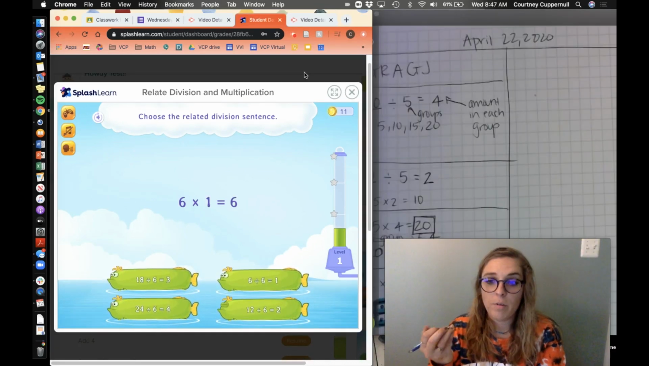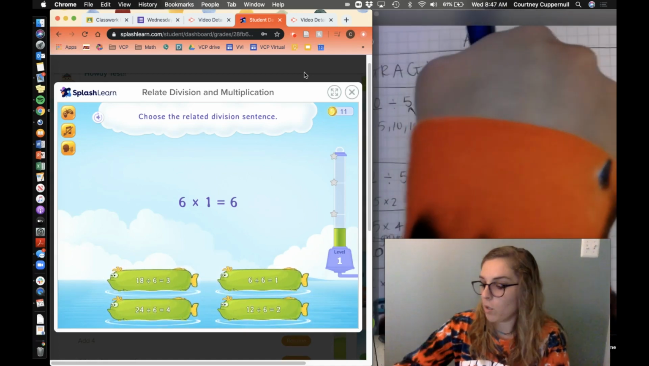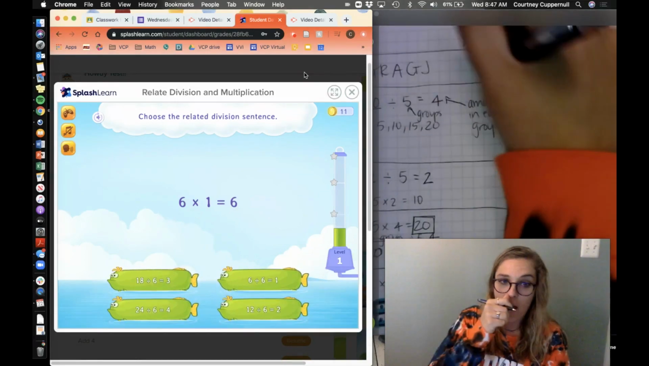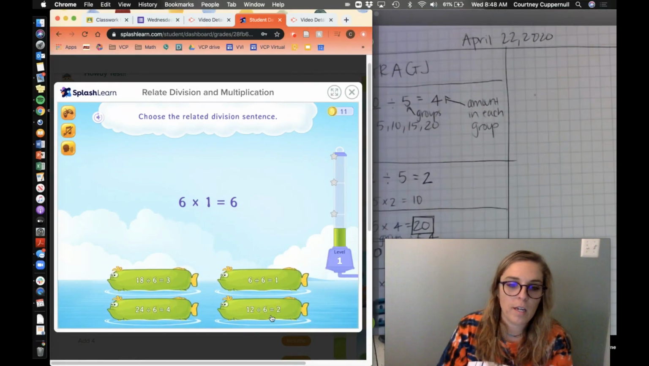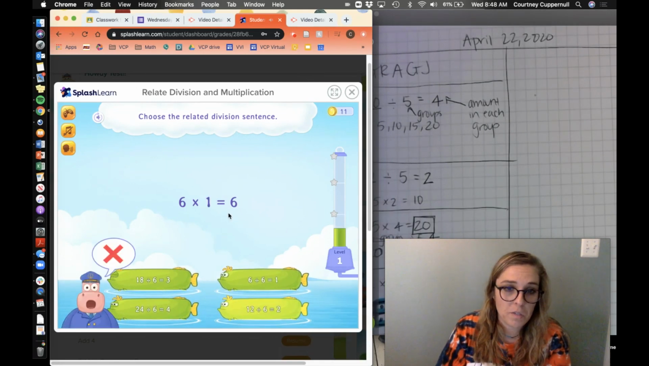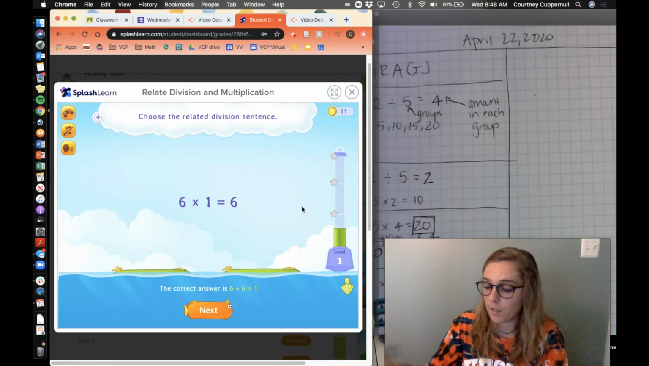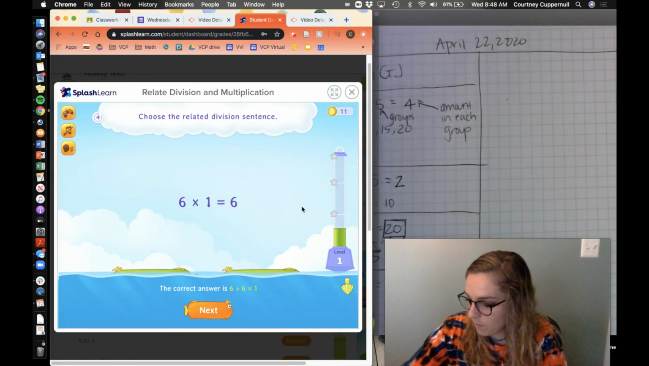Now, say you get tripped up. So I just went ahead and moved my paper because I ran out of room at the bottom there. Say you get tripped up on a question and maybe I get a little confused and I click that the division equation that matches this is 12 split into 6 groups because I see 2 6s there. This is what I want you to do for an equation you get wrong. So this was my fifth one.